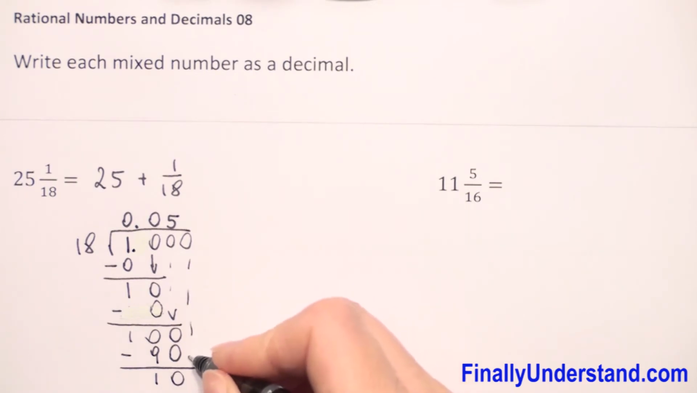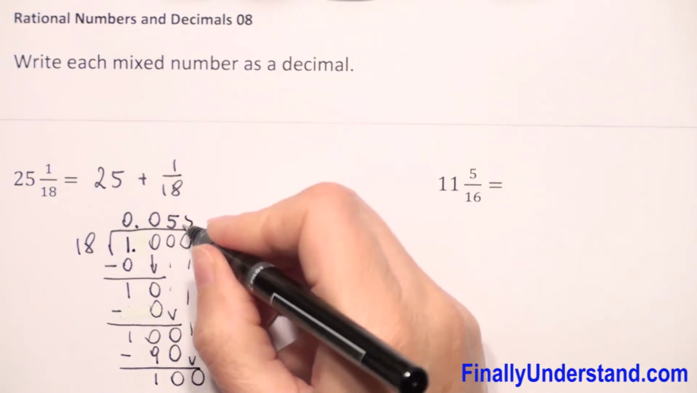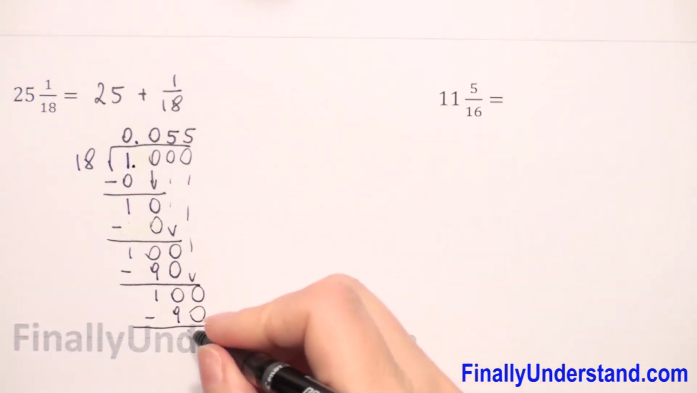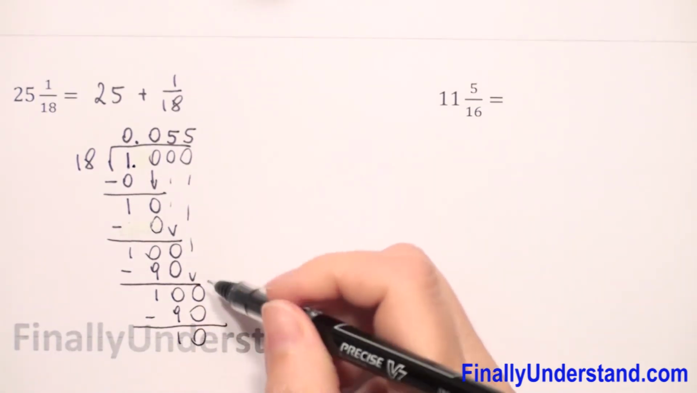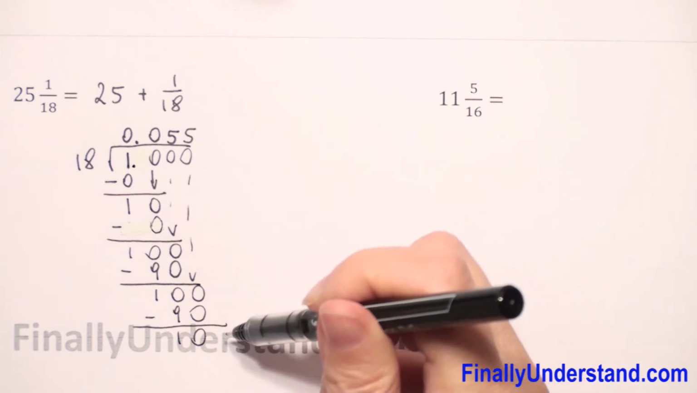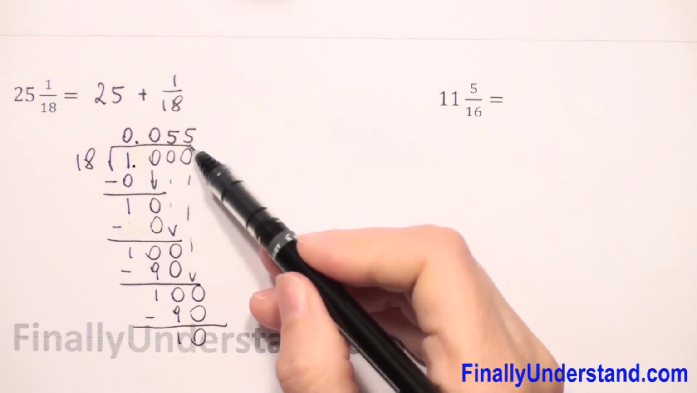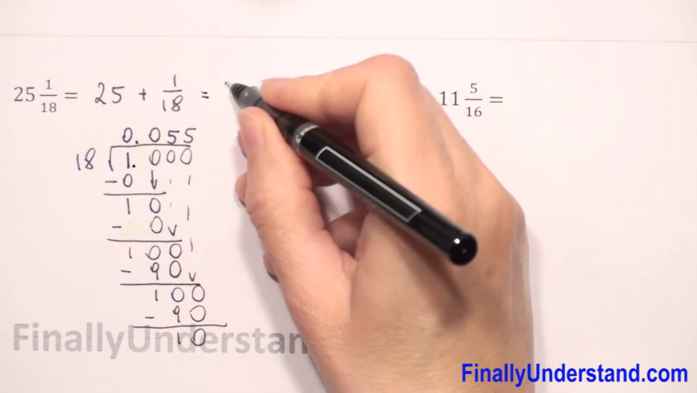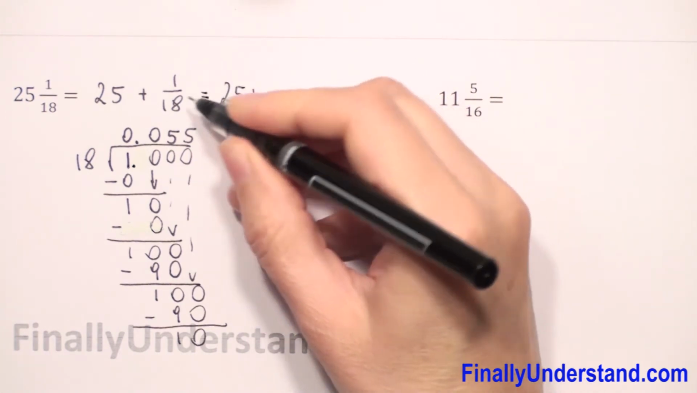Next zero we will take down, and again we have 100. 100 divided by 18 is 5. 5 times 18 is 90. Subtraction. So again we will have 10. So we cannot finish this long division. 5 repeats. So we can rewrite that this is equal to 25, we copy, plus 1 over 18.